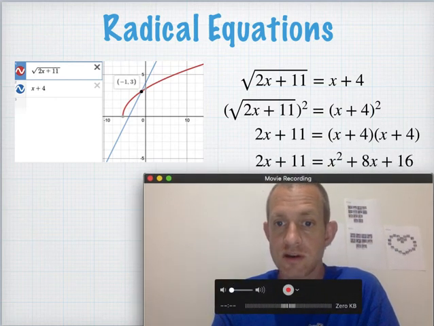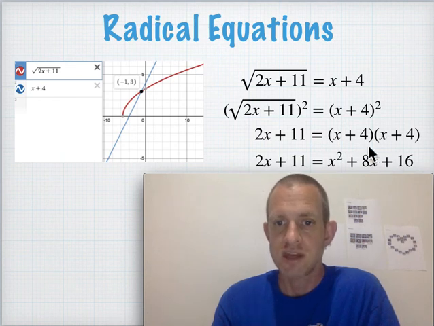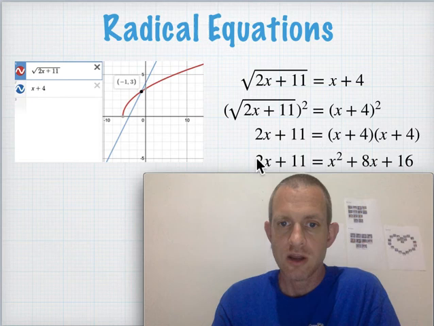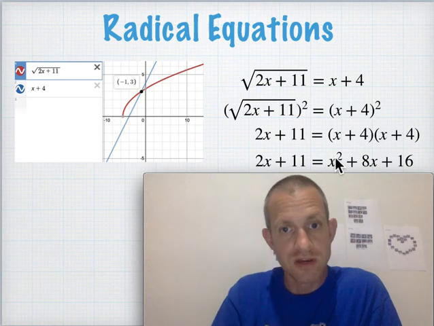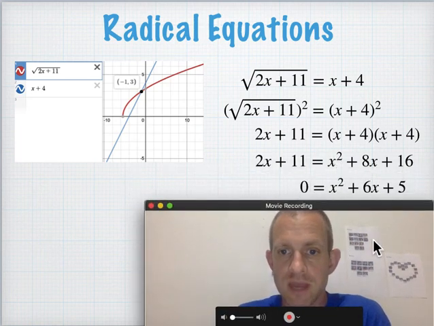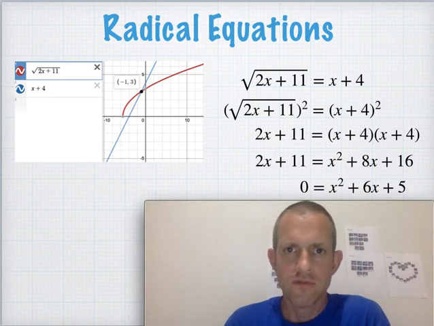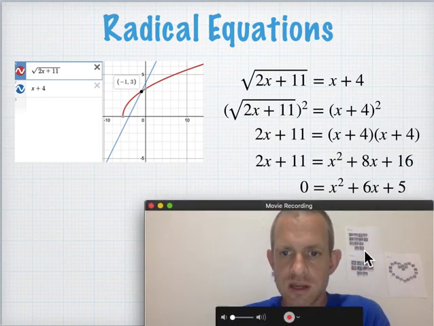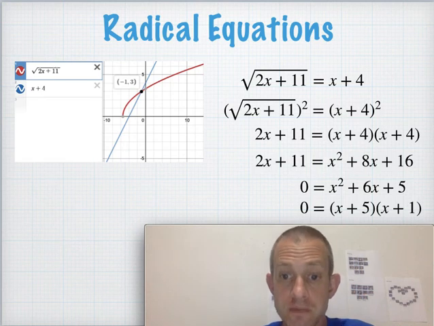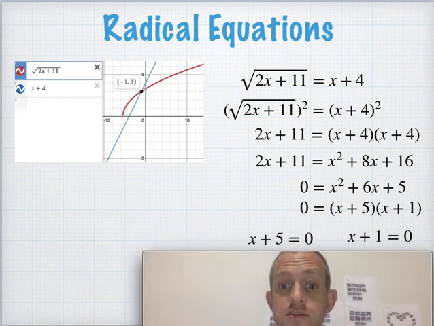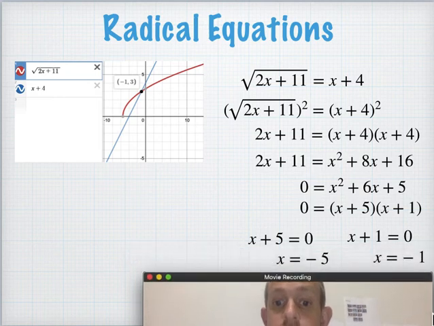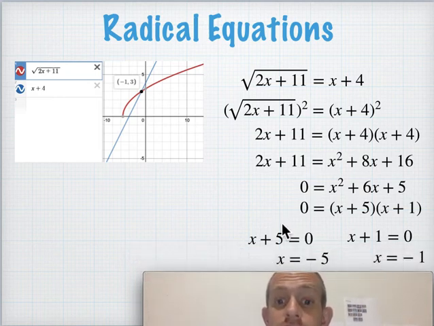X times x is x squared, 4x and another 4x gives me 8x, 4 times 4 is 16, and now I've got a quadratic equation, x's, x squares, and so forth. To solve these, you typically push everything to one side, set it equal to 0, and then either use the quadratic formula or factor. In this case, this factors into x plus 5 times x plus 1, and then I can split that up into two separate equations, x plus 5 equals 0 and x plus 1 equals 0, and solve each of those. So, yikes. If I solve this one, I get negative 5, and if I solve this one, I get negative 1.